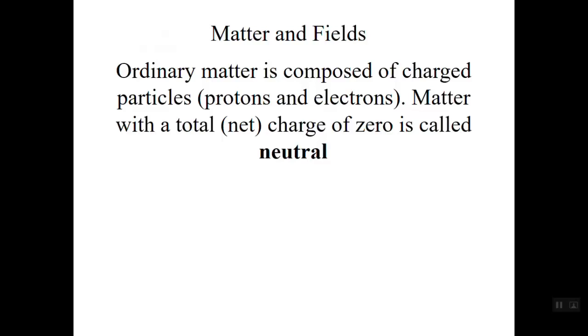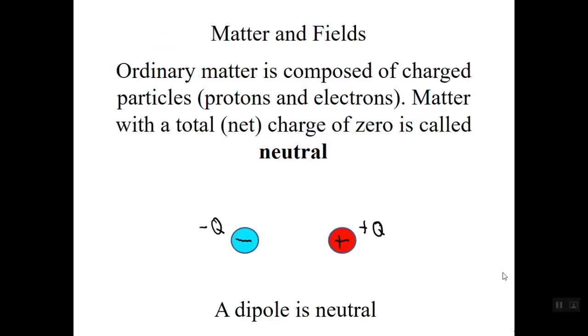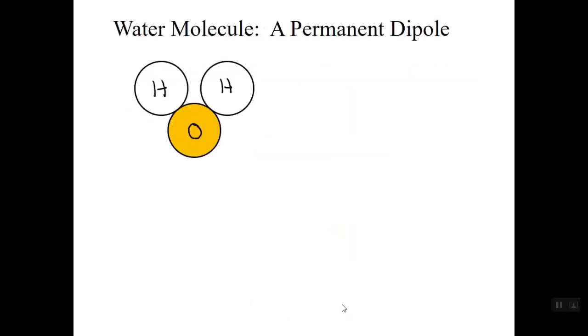Now, matter that has a total charge of 0 is still able to interact electrically, chiefly because the positive and negative charges can be at different spatial locations on or within a piece of neutral matter. We've already seen an important example of this, the electric dipole, in which equal amounts of positive and negative charge are separated in space. In some dipoles, this separation between the positive and negative charges is locked in place. We call these permanent dipoles.